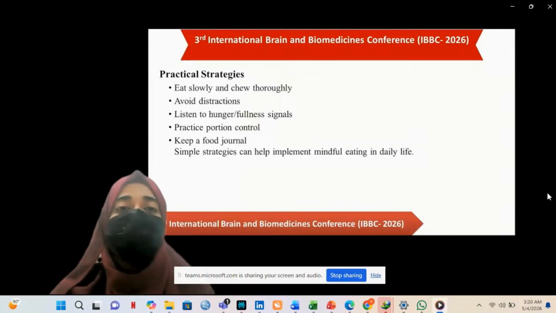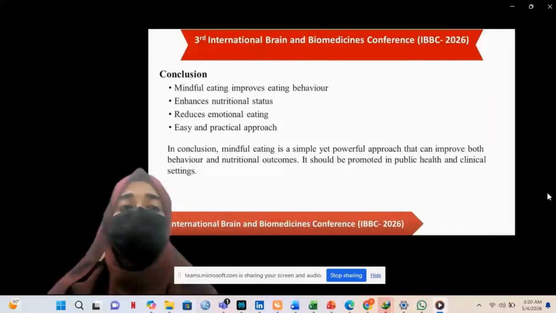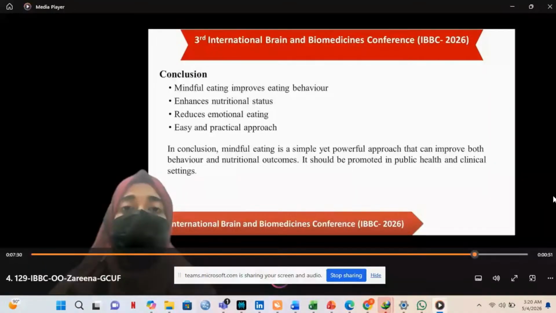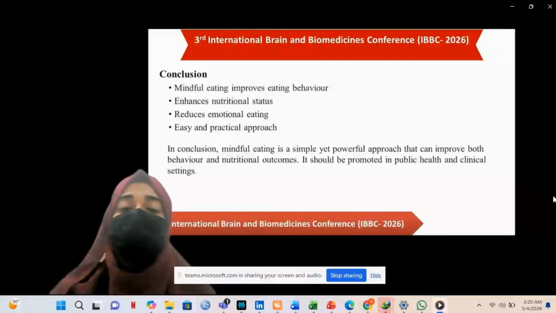So the conclusion shows that mindful eating improves eating behavior. It also enhances nutritional status. It reduces emotional eating, and it is an easy and practical approach. In conclusion, mindful eating is a simple yet powerful approach that can improve both behavior and nutritional outcomes. It should be promoted in public health and clinical settings so that more people are aware of what mindful eating is and practice mindfulness in their lives, so they can have more benefits to improve nutritional status and reduce emotional eating, which can lead to a healthy life.